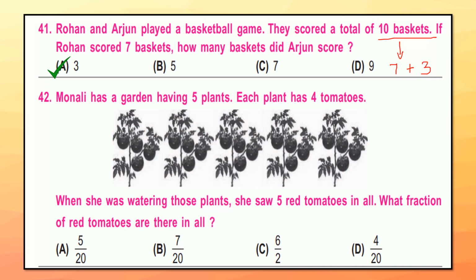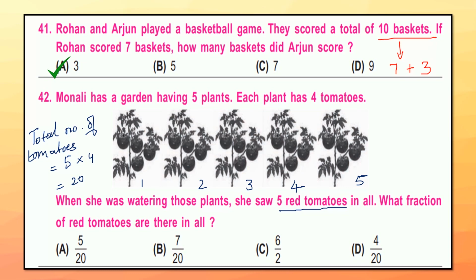Question number 42. Manali has a garden having 5 plants. Each plant has 4 tomatoes. So there are 5 plants here and each has 4 tomatoes. When she was watering those plants, she saw 5 red tomatoes in all. What fraction of red tomatoes are there in all? The total number of tomatoes is 5 into 4, that is 20. Out of these 20, she saw 5 red tomatoes. So the fraction of red tomatoes would be 5 by 20. So the correct answer is option A, 5 by 20.